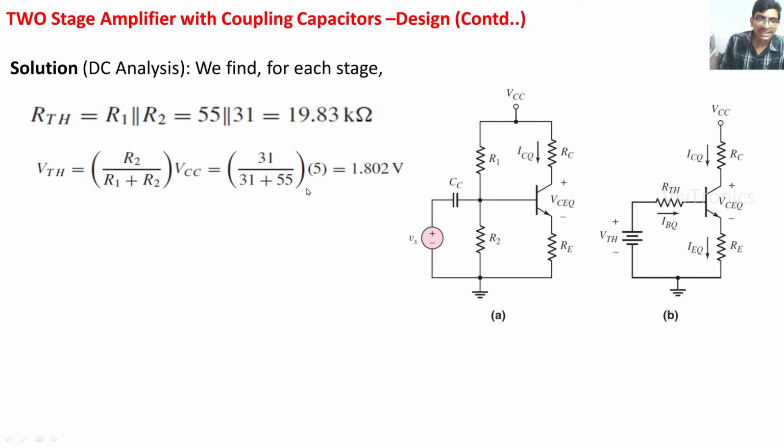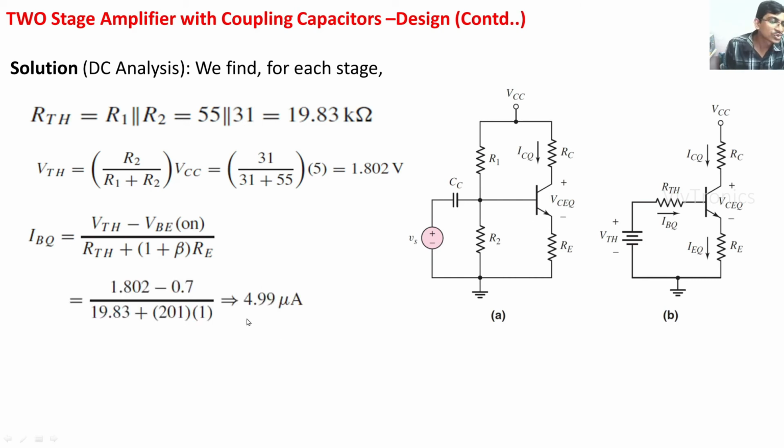After substituting these values, we can get the Thevenin's equivalent voltage as 1.802 volts. Here IBQ is the base DC current, which is equal to VTH minus VBE on. So the two voltages are VTH and the VBE between base and emitter, divided by the total resistance. The resistance in this loop is RTH plus (1 plus beta) times RE, as per the resistance reflection rule. Therefore, after substituting these values, we can get IBQ as 4.99 microamperes.